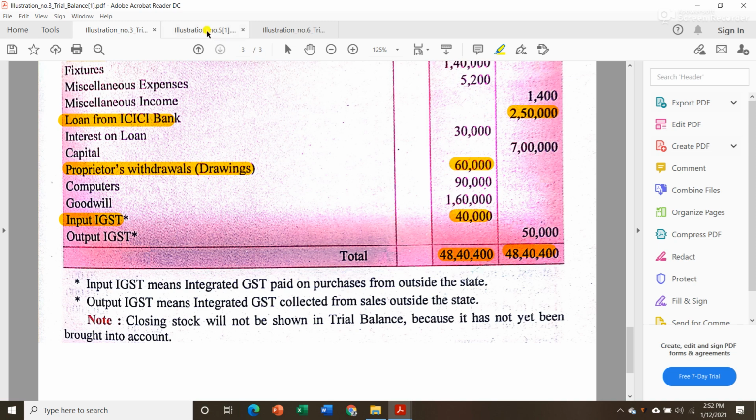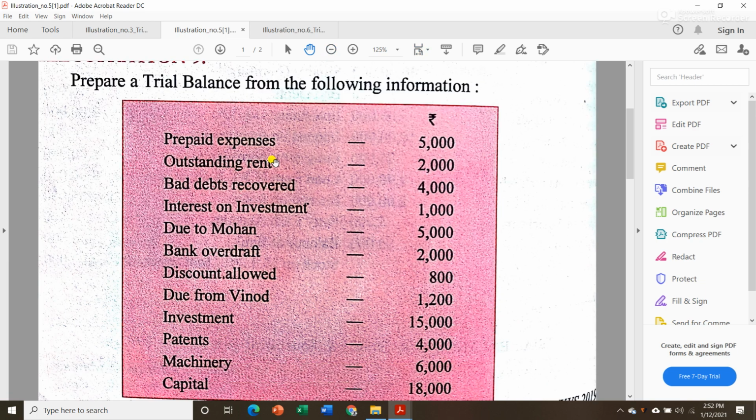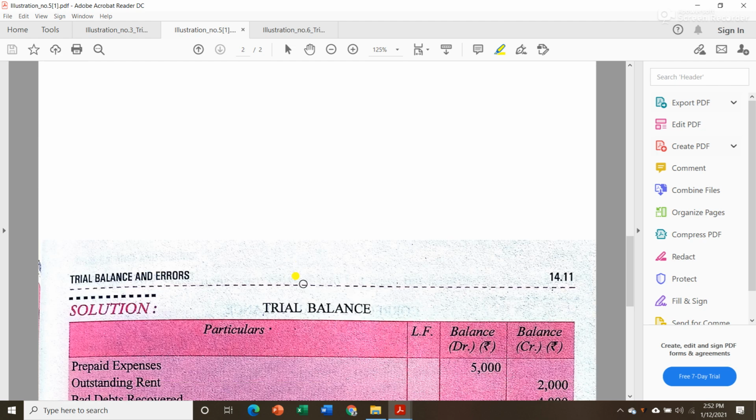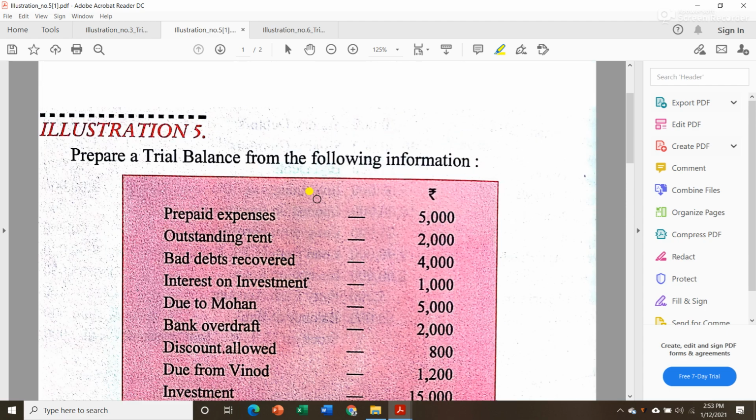Now the next illustration is illustration number 5. Now they told us to prepare a trial balance from the following information. Now they have given some list and amount, and we have to write in the trial balance according to the rules. Okay, now first we have trial balance. Since they haven't given any information on which date we are supposed to prepare, so we will write only trial balance.